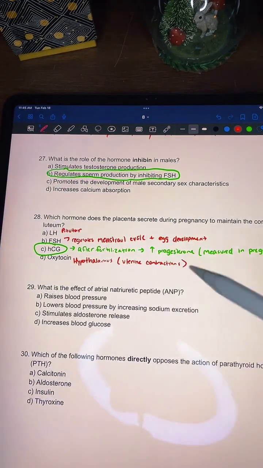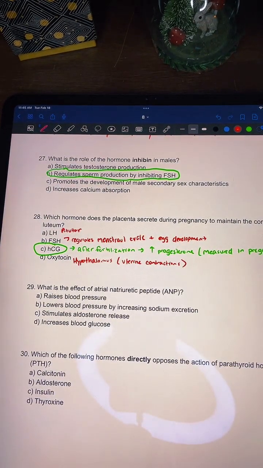So what is the effect of atrial natriuretic peptide, ANP? What is the effect of ANP?